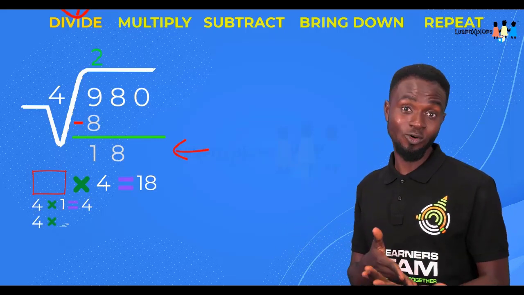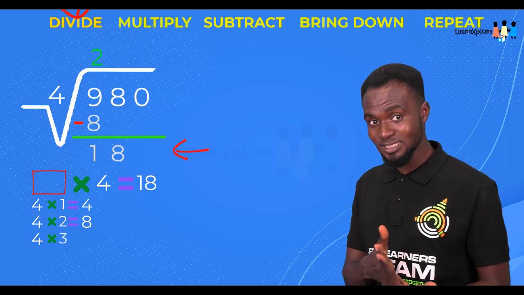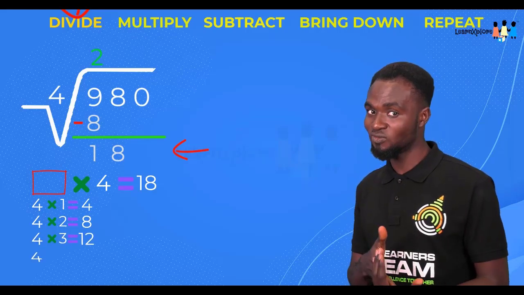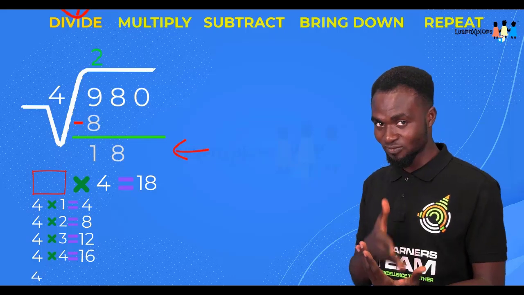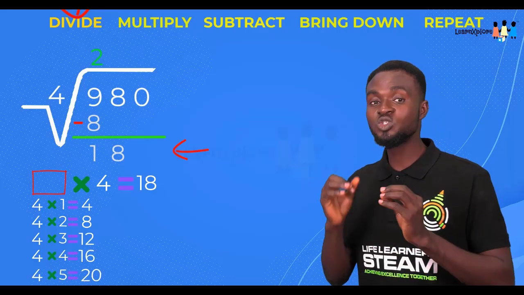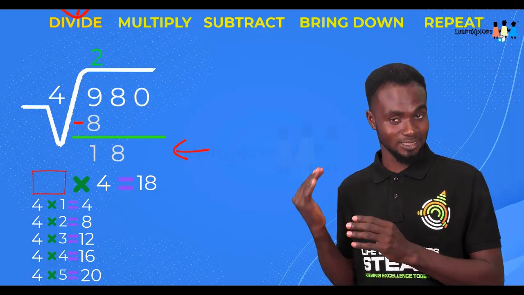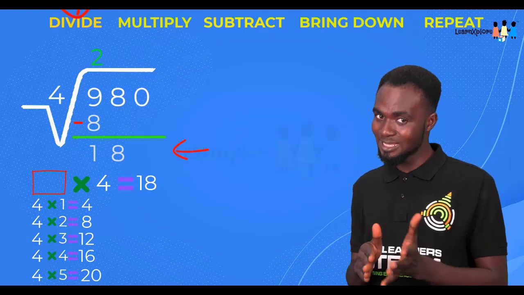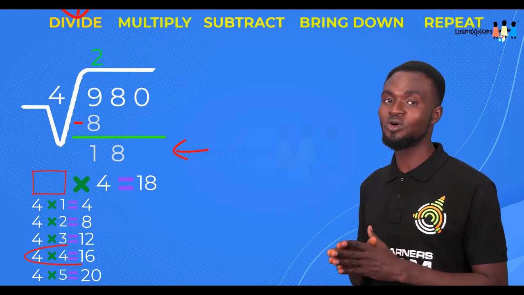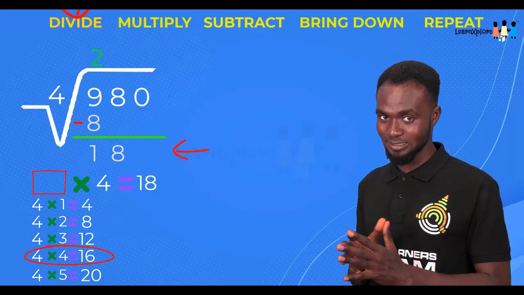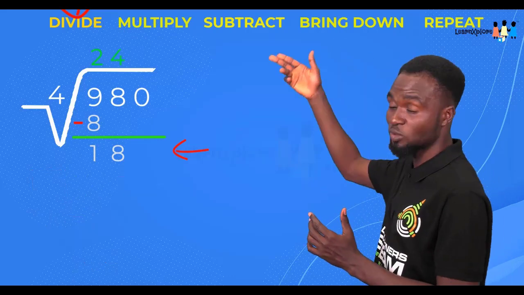4 times 1 is 4. 4 times 2 is 8. 4 times 3 is 12. 4 times 4 is 16. 4 times 5 is 20. See, 20 is more than 18, and 16 is less than 18. So let's go for 4 times 4, 16. So you put 4 on top of 8.